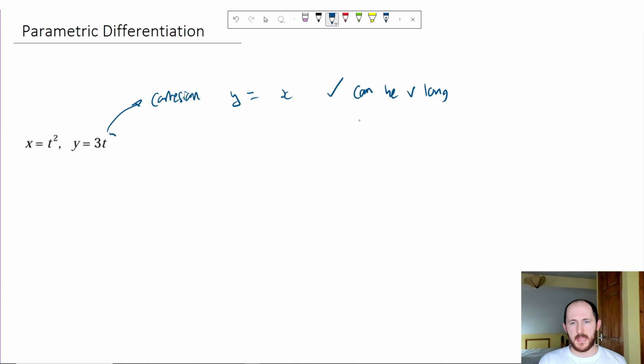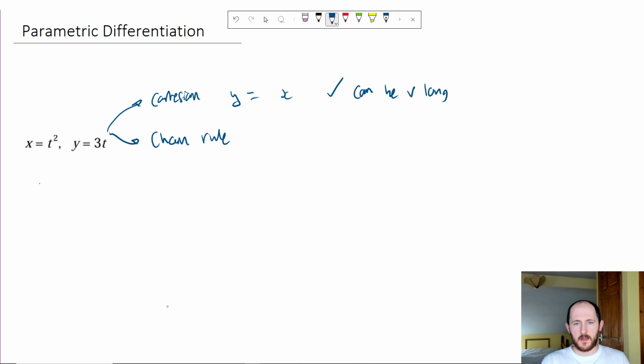The second way is using the chain rule, which is the main way I'm going to show today. If you want to practice using the Cartesian form, I'd recommend just going back to my video on parametric equations, where I show you how to get the Cartesian form, and then you can just differentiate that, which is nice and easy.